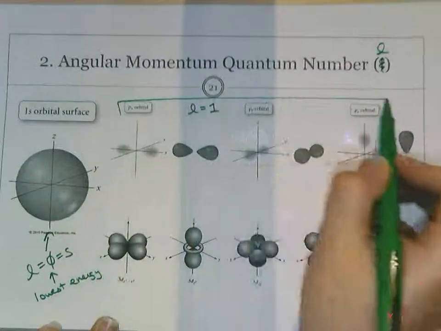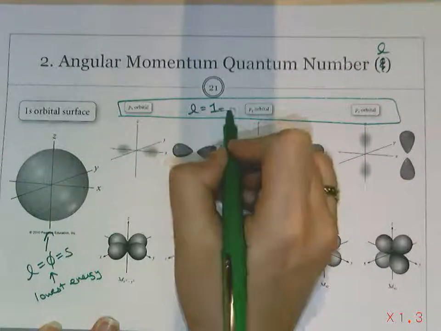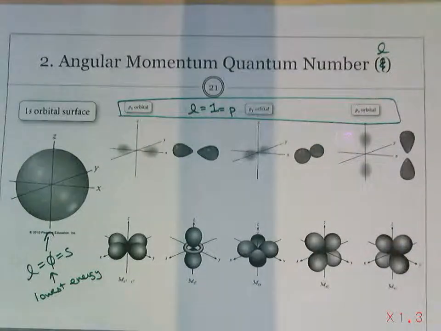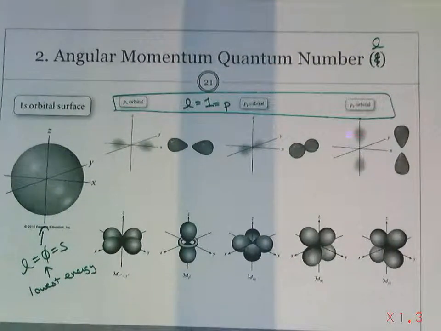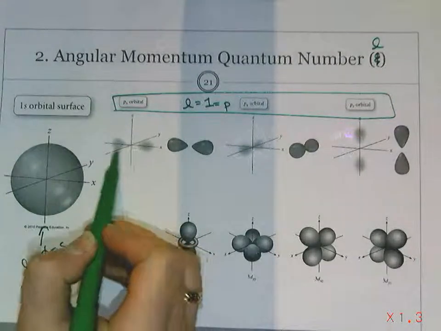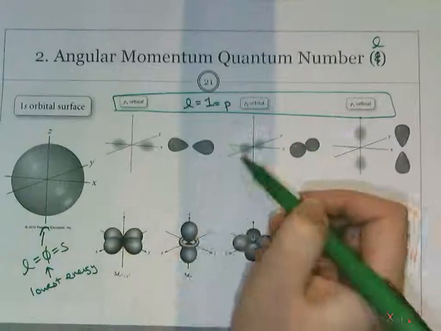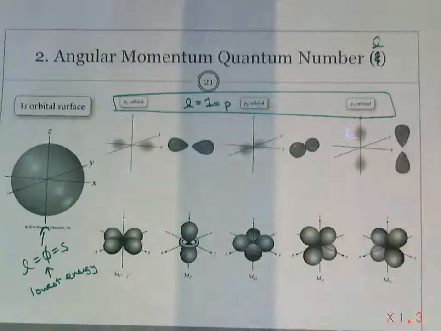These are my three ways I could draw L equals 1 equals P. And I'll tell you why I have three options here in a minute. So the P shape is kind of a dumbbell shape where it is either along the X or the Y or the Z axis. There's three ways to do it. This is going to be slightly higher energy than the S.